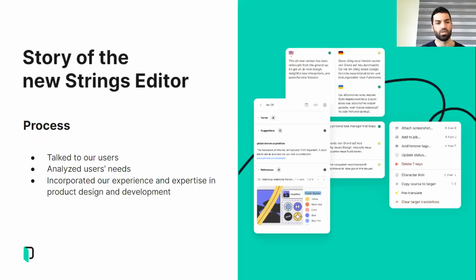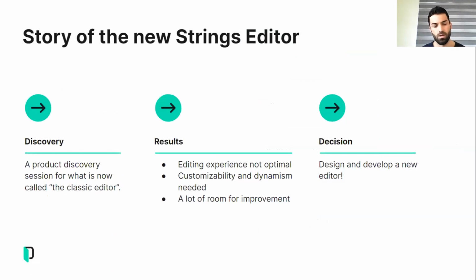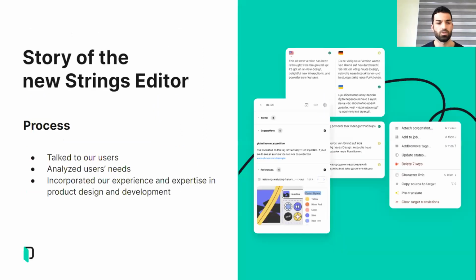Let's begin with the story of the new editor. About a year ago, our team sat down for a product discovery session for what is now called the Classic editor. And after hours and hours of discussion, the results were clear. The team concluded that the editing and translation experience in the editor was not optimal. The editor needed customizability and dynamism, and there was a lot of room for improvement for the old editor. So what they did was design and develop a new editor. So the team started working on it.